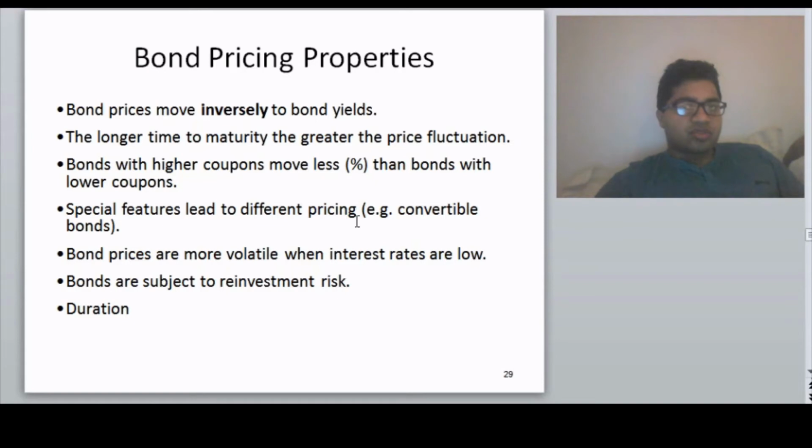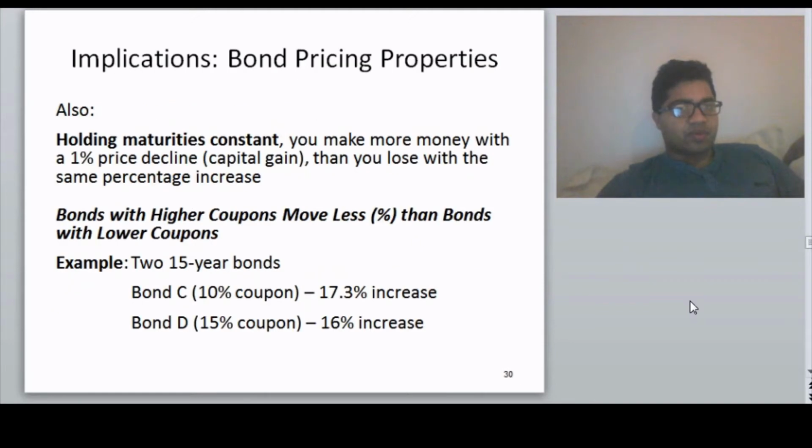Special features lead to different pricing, like convertible bonds. Bond prices are more volatile when interest rates are low than when interest rates are high, and bonds are subject to reinvestment risk, except zero coupon bonds. Zero coupon bonds do not have any reinvestment risk. And there is a concept of duration. So you will see this one by one.